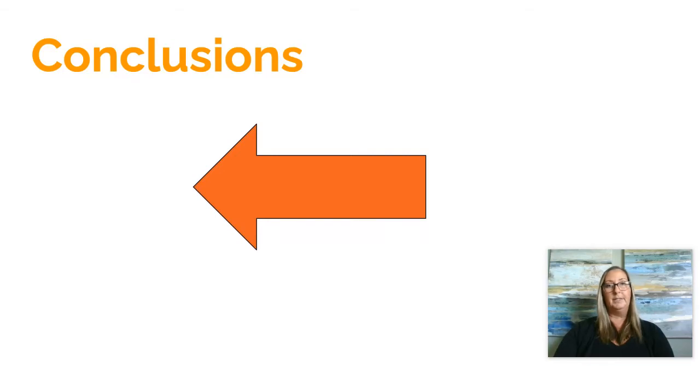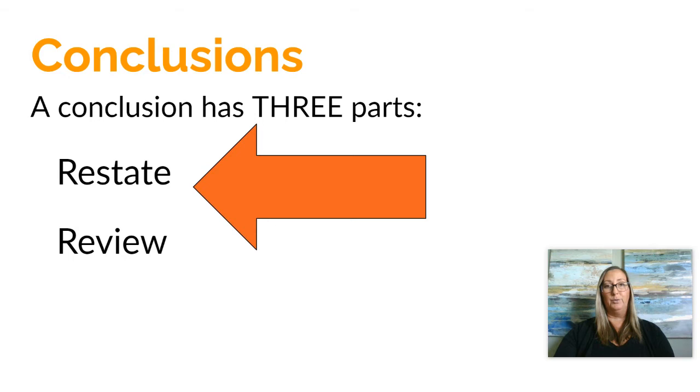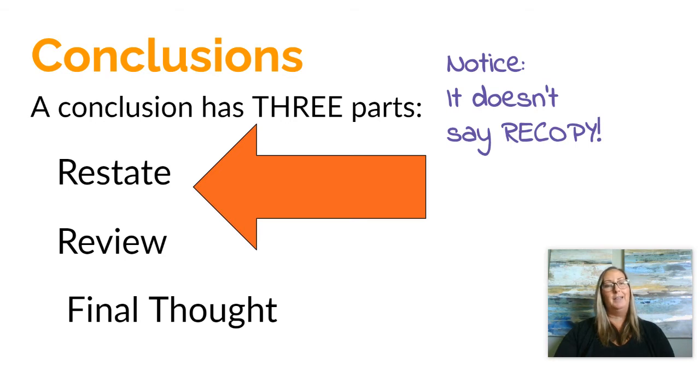Conclusions. This is the end. Same thing, magic number 3. 3 parts: restate, review, final thought. It's the easiest paragraph of them all because you're just kind of going back through what you've already said. There's nothing new. You're not thinking of anything new. You don't have to have any evidence. It's just reviewing what you wrote. But please notice that it doesn't say recopy. You don't want to have exactly the same thing. That's why it says restate. You want to say something in a slightly different way.